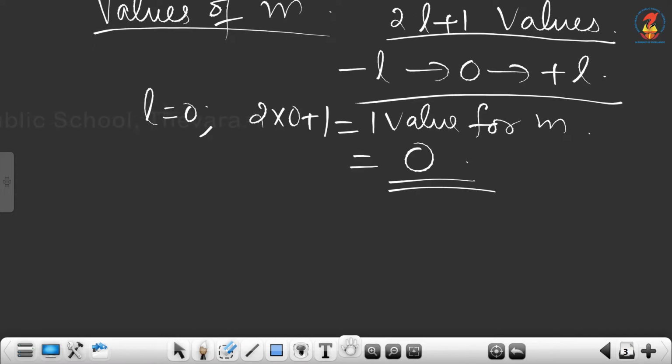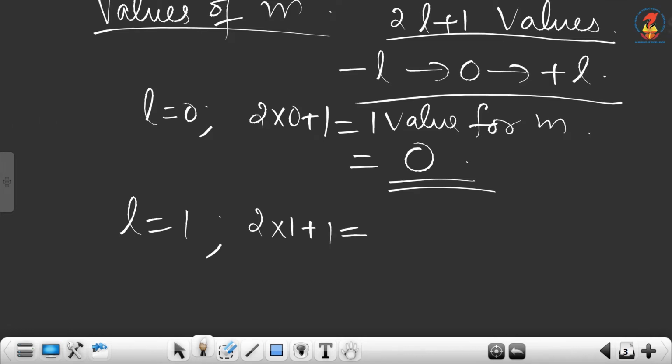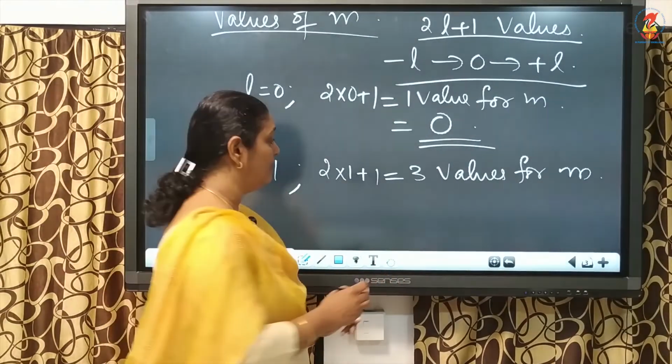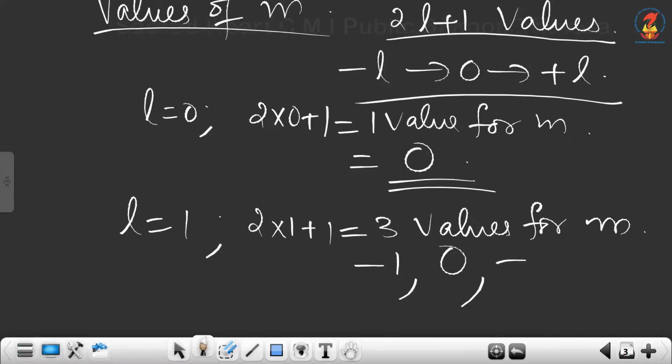Now suppose L is equal to 1. Then how many values will we have for M? 2 into 1 plus 1, which is equal to 3 values for M. Now what are those 3 values? It ranges from minus L through 0 to plus L. So we have L is equal to 1. So minus 1 through 0 to plus 1. So these are the 3 values of M if L is equal to 1.